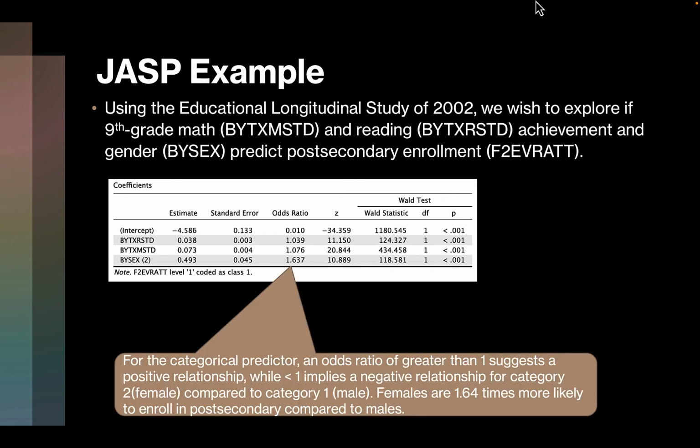All right, what about interpreting the odds ratio for sex? For the categorical predictor, again, an odds ratio of greater than 1 suggests a positive relationship, while less than 1 implies a negative relationship. For category 2, and notice in our table next to base year sex, it's telling us 2, and here 2 is female, compared to category 1, which is male. And so how would we interpret this? Females are 1.64 times more likely to enroll in post-secondary compared to males.